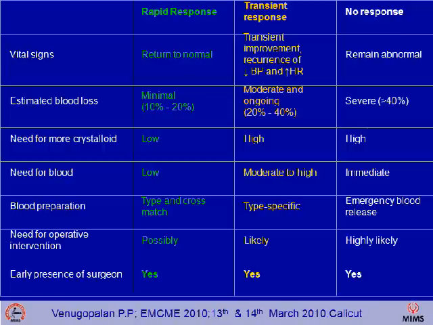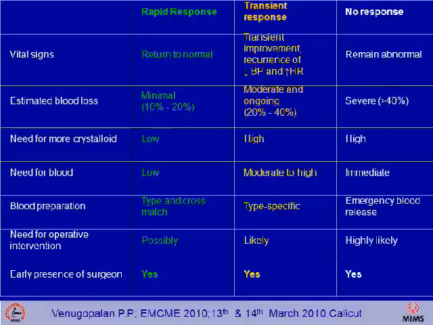Transient responders respond to your fluid therapy appropriately in the initial phase, but after some time they go back to the original state. Their BP begins to decrease again and their heart rate begins to increase. That means their blood loss is moderate, 20 to 40%, and they require a high volume of fluid and moderate to high blood therapy. But you can give type specific blood. You need not wait to get a cross match. They are likely to require surgical intervention and a surgical opinion.